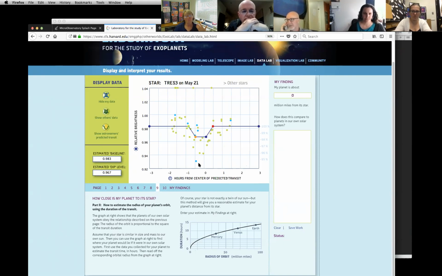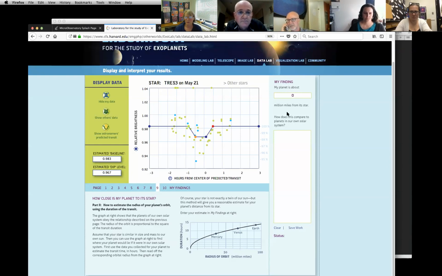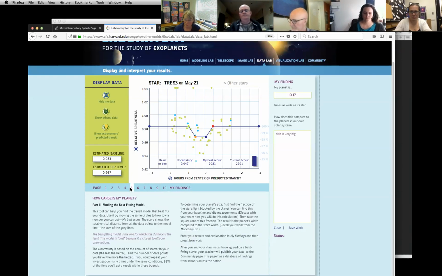So now we've gotten all we can. We've made some conclusions. Now we're ready to publish our data for the rest of the ExoLab community. To do that, remember I said only the teacher can do that. And you do it by, on page 5, having set the baseline and dip level, typing something in and hitting save. The teacher has to do that in order to be able to publish.